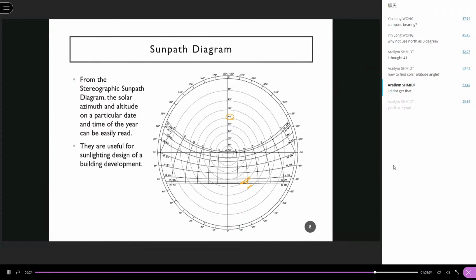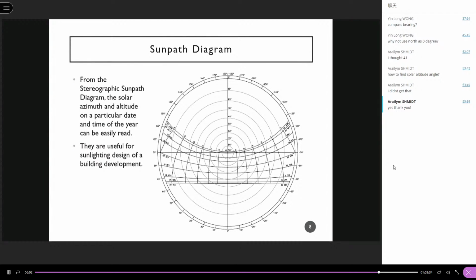Okay, so this is how we read the solar altitude angle. Did I answer your questions? These lines are used to trace back the solar altitude angle. You may use these concentric circles as reference lines for you to guess the solar altitude angle.